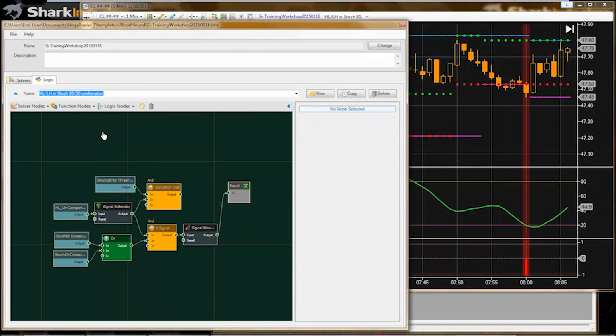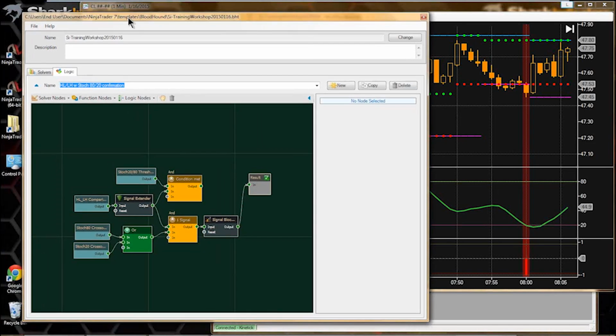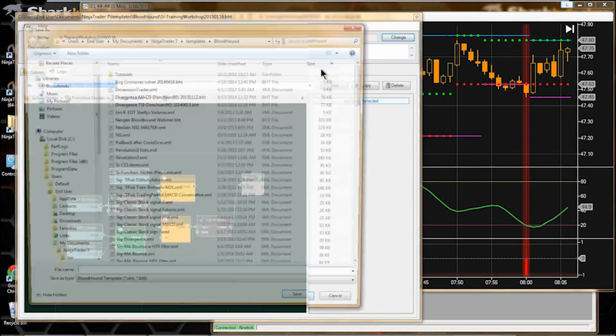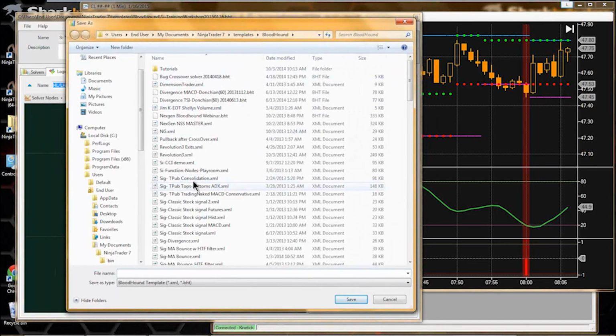Okay, so RJ is asking, what's the difference between a BloodHound template and a NinjaTrader template? Well, I guess template is really just kind of a fancy name for file, right? So in BloodHound, you save all this information to a file. And so we're kind of following NinjaTrader's terminology in using the term template, but really when you save your BloodHound system, you're just saving it as a file.